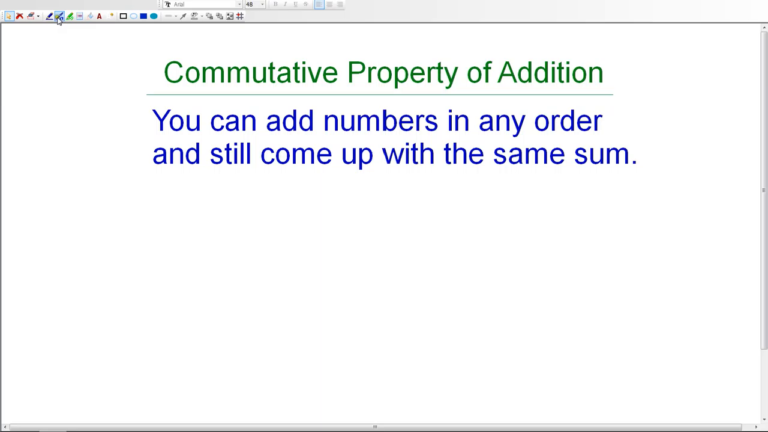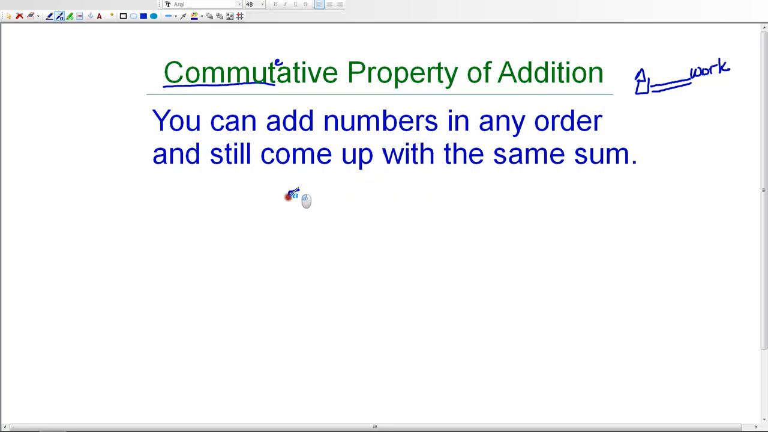Now, when I think of commutative, I like to think of the word commute. You can almost see it in this word commutative. If you commute from home to work, you're driving the same number of miles to work, and when you drive home, you drive the exact same number of miles back home. So it doesn't matter which way you're driving, you're still driving the same number of miles. So that's the same way that the commutative property works in math.